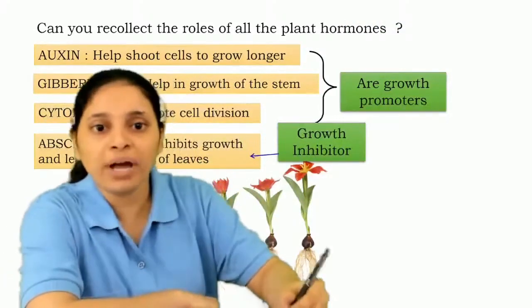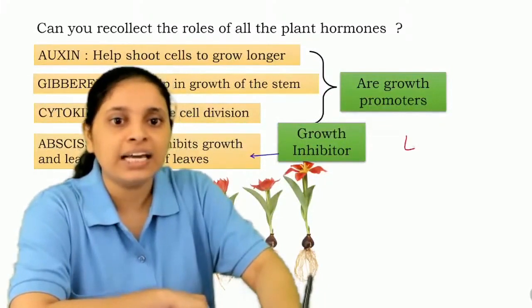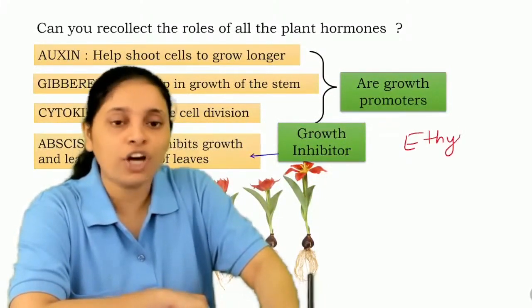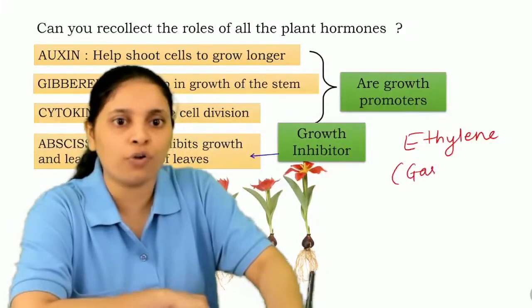Okay, now add one more hormone, जो textbook में आपको नहीं दिया है, but definitely we have to know about it. That is ethylene. कौन सा hormone है हमारे पास? Ethylene. This is the only gaseous hormone.